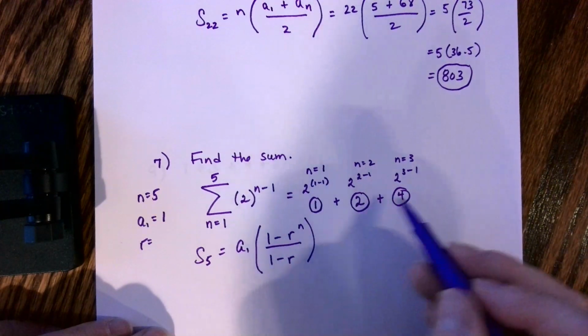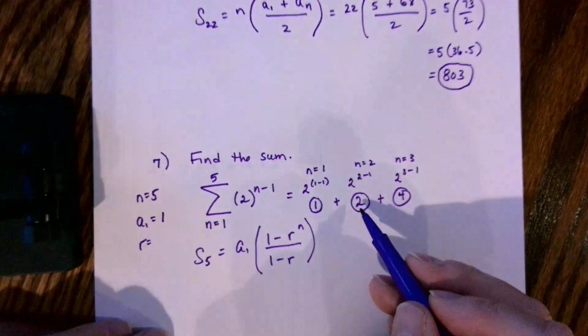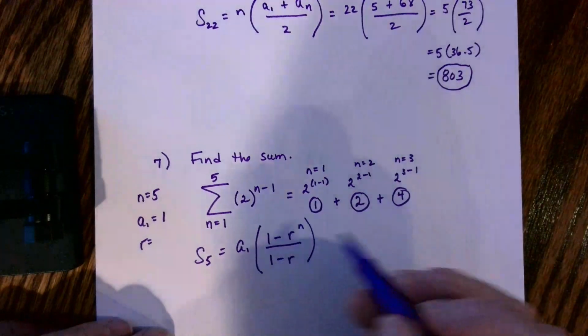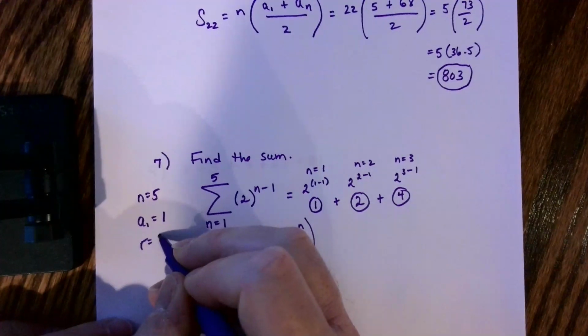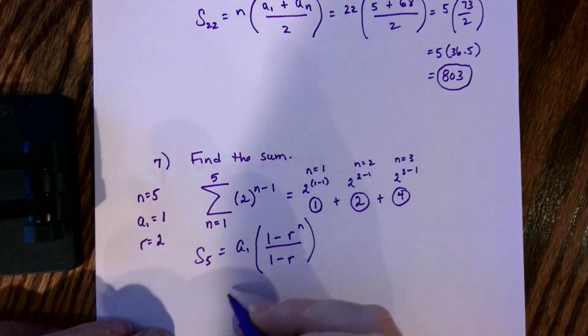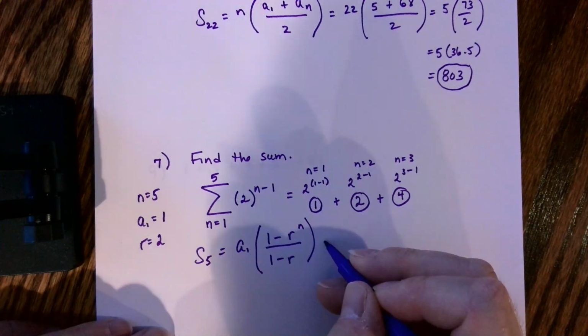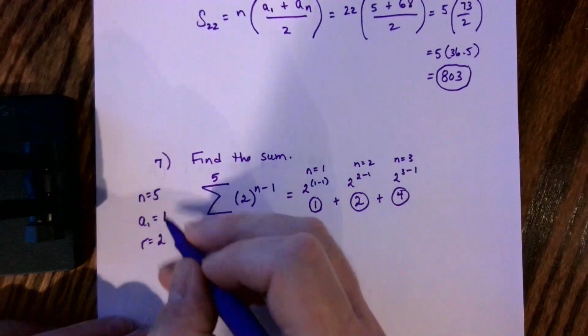I'm multiplying by 2. 1 times 2 is 2. 2 times 2 is 4. So my r is in fact 2. Now that I have everything that I need, I can simply substitute into my formula. My first term is 1.